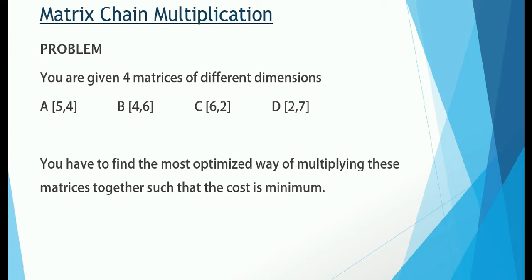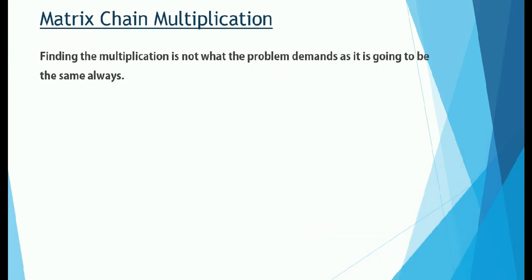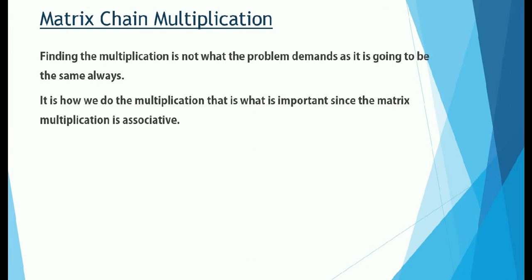If it is not clear to you, I'm sure it is going to be clear to you in the next slide. So let's move to the next slide. Like I told you, finding the multiplication result is not what the problem needs, as it is going to be always the same. It's how you multiply these matrices together. Since the matrix multiplication is associative, the result is always going to be the same, but the ways are going to be different, and the cost that is going to come out of each way is also going to be different. So we have to choose the way which gives us the minimum cost.